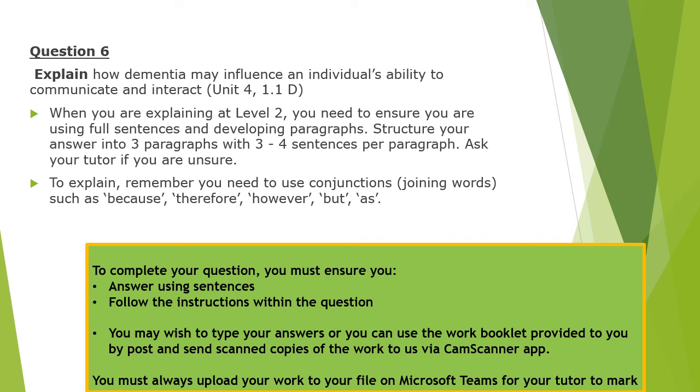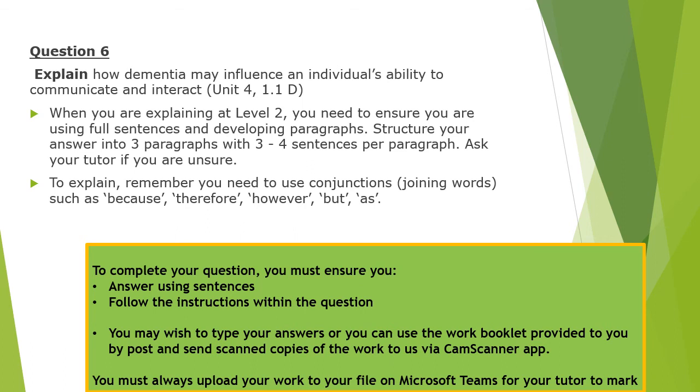So question number 6 is asking you to explain how dementia may influence an individual's ability to communicate and interact. When you're explaining at level 2, you need to ensure that you're using full sentences and developing paragraphs. And I know you've looked at some level 2 stuff already, so you should know what to do and how to do it. Structure your answer into 3 paragraphs, so 3 to 4 sentences per paragraph.